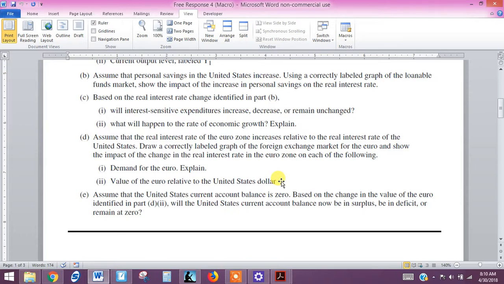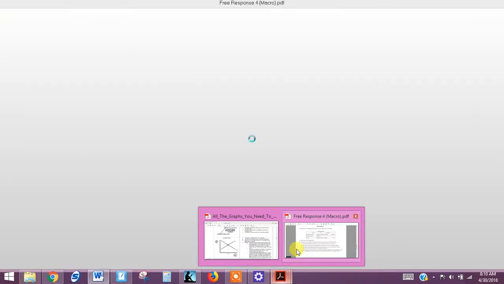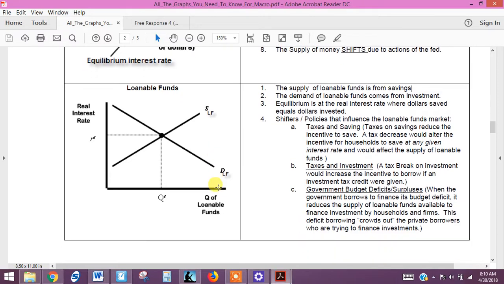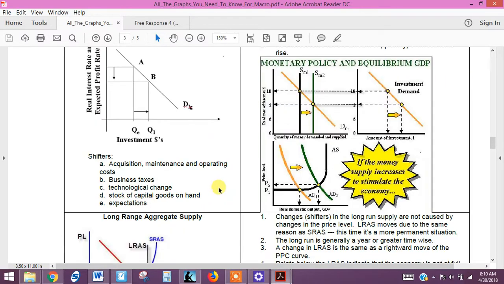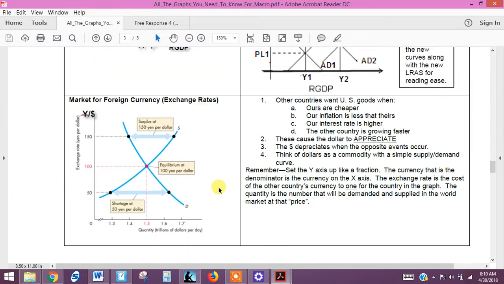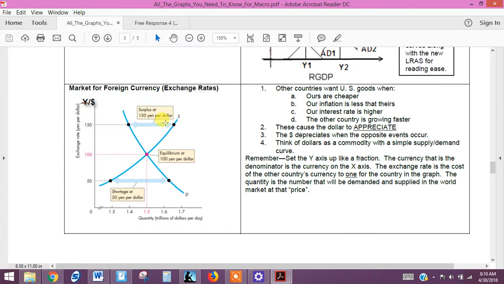Okay, once again, I'm going to jump back over to our handout just to show you that this graph that we're going to draw is in here. It's right at the bottom. It's right here. So this isn't the exact one we're going to draw because this is yen. This is yen per dollar. We're going to actually draw something different.